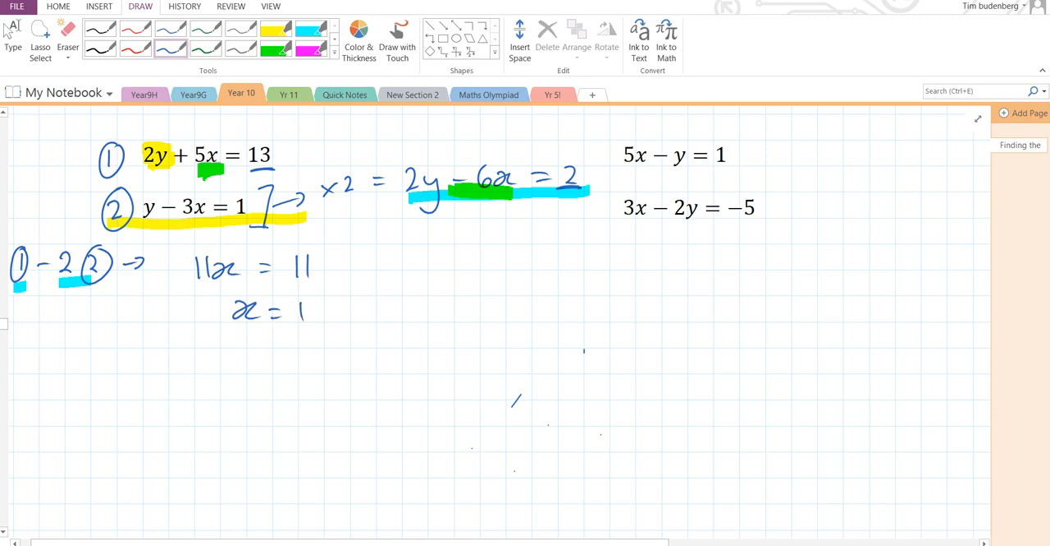So x equals 1. We then substitute back in to find y. I'm going to substitute it in to this one here. And that leaves me with y take 3 lots of 1, which is 3, is equal to 1. Sorry, I meant to write y and wrote the answer.